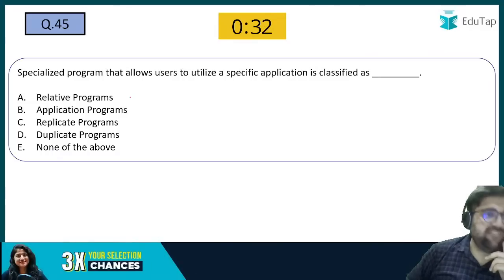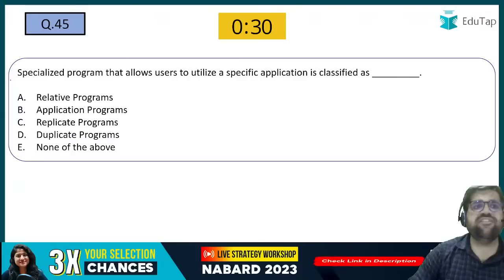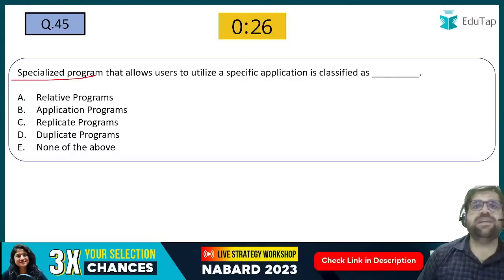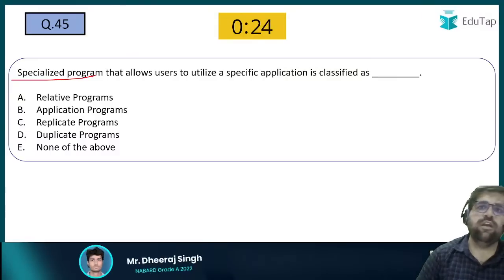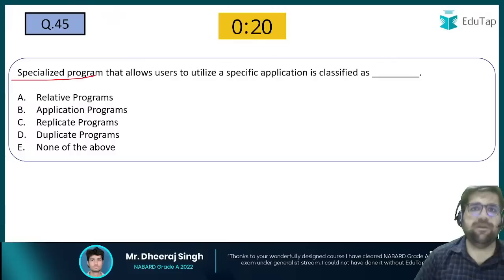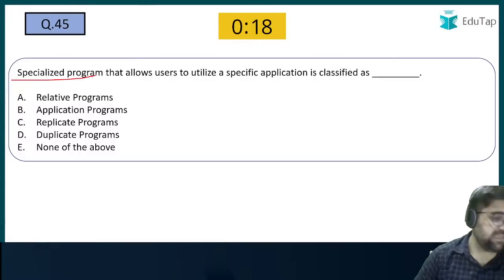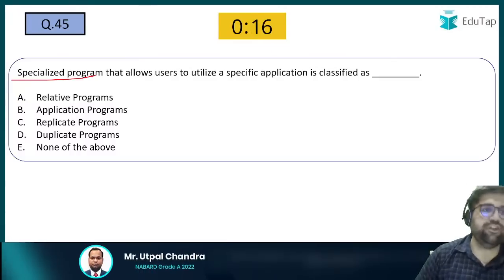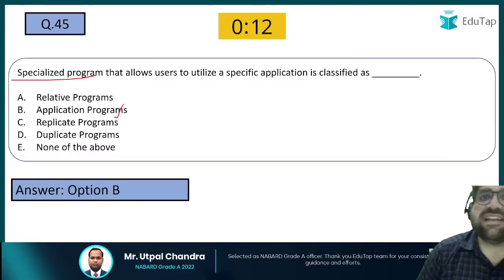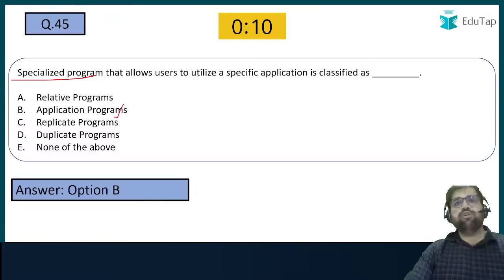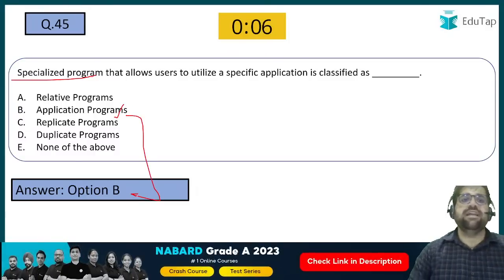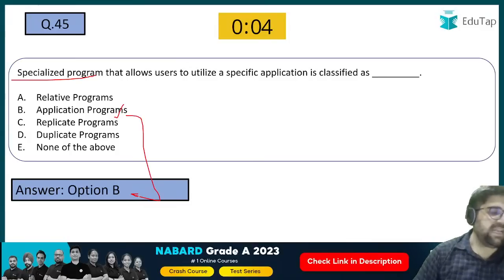Question number 45, specialized programs. Specialized programs means, for example, MS Excel. MS Excel is a kind of specialized program which you can use only for spreadsheet purposes. You cannot use MS Excel for drawing purposes. Your answer then will be application programs. MS Word, MS Excel, MS Outlook, all are examples of application programs only. Therefore, the correct answer will be application software.